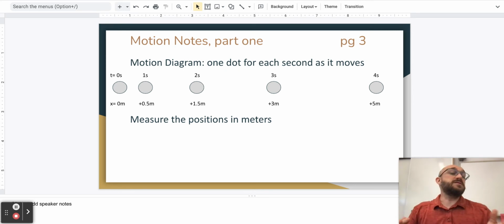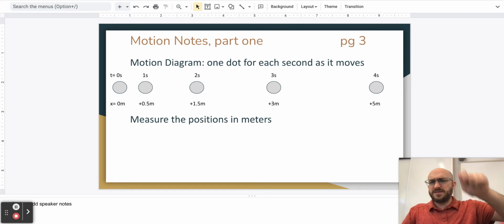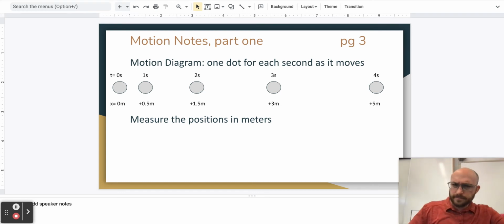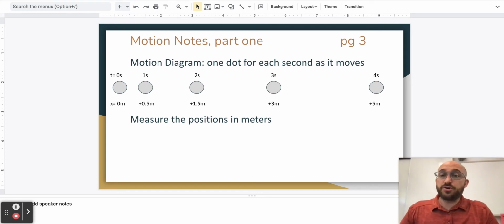Now, just like the marks that we put on the ground with the buggy, remember how we did the dots at the back wheel every second? We can now measure these positions as well. We can see that the ball, whatever this is, started at 0 seconds at 0 meters, and then it moved forward to 0.5 meters at the 1 second mark. It was at positive 1.5 meters at the 2 second mark, positive 3 meters at the 3 second mark, and positive 5 meters at the 4 second mark.